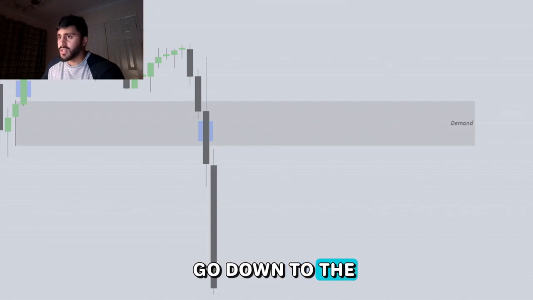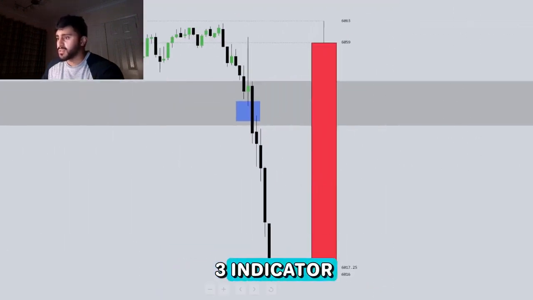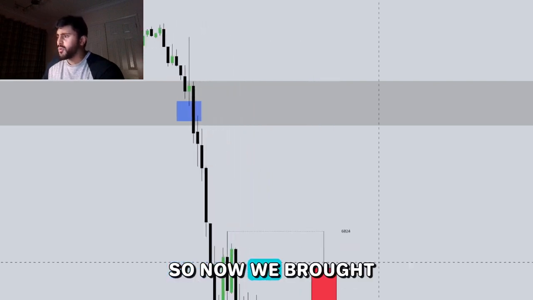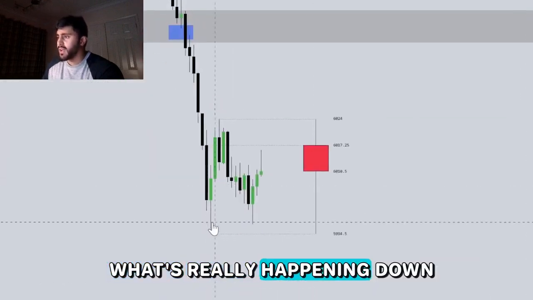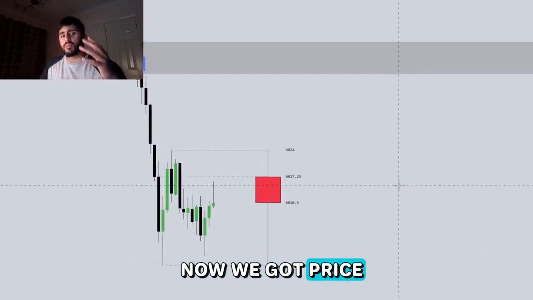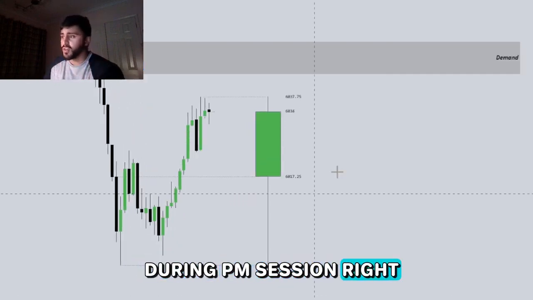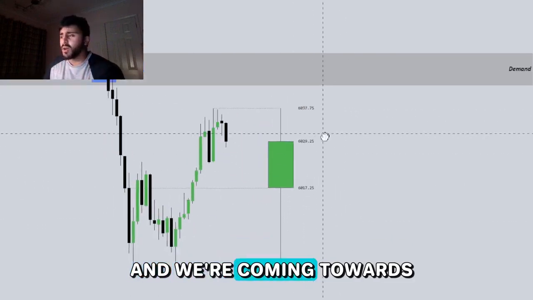So now let's go down to the 5-minute time frame, and now we bring up our PO3 indicator. What's really happening down here is we had the 10 a.m. Eastern open down here. Now we've got price coming above the 10 a.m. Eastern during the PM session. So now we're in the PM session and we're coming towards this level.